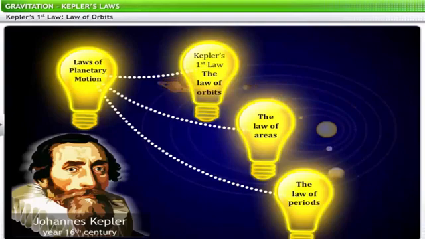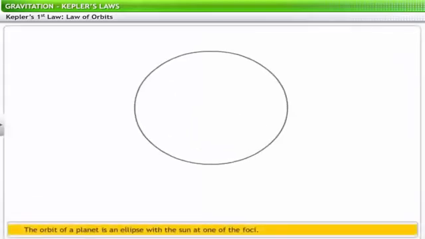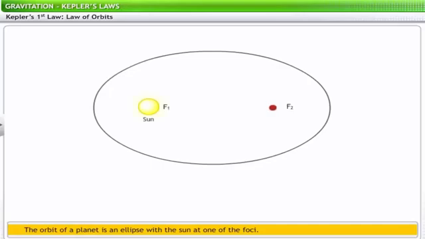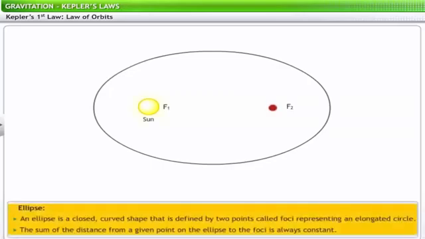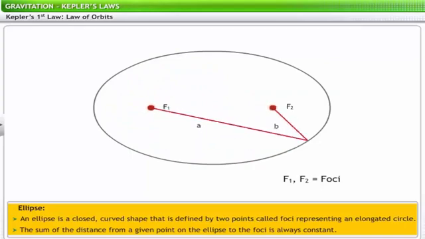Let's look at each law one by one. Kepler's first law, the law of orbits, states that the orbit of a planet is an ellipse with the Sun at one of the foci. An ellipse is a closed, curved shape that is defined by 2 points, called foci, representing an elongated circle. The sum of the distance from a given point on the ellipse to the foci is always constant. In the given figure, A plus B is always constant.